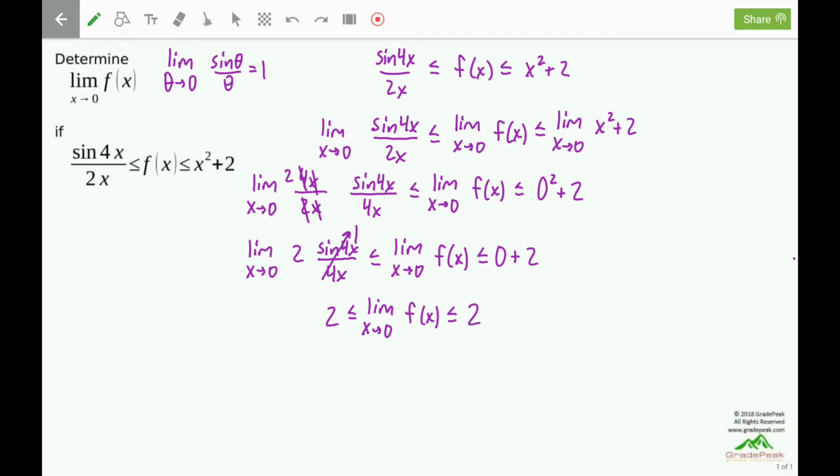So the limit we want to determine is being squeezed between 2 and 2. And therefore, the limit as x approaches 0 of f of x will equal 2, by the squeeze theorem, and we have determined the limit asked for.